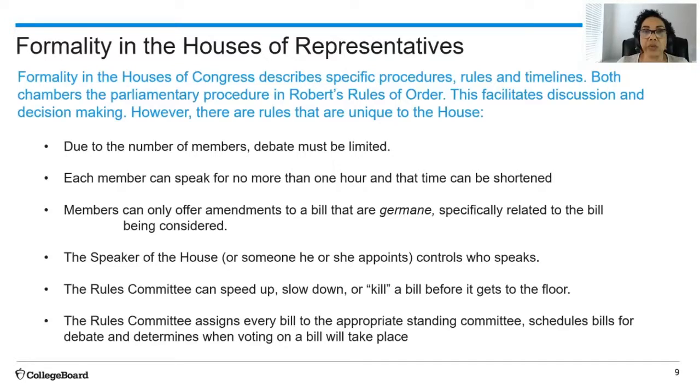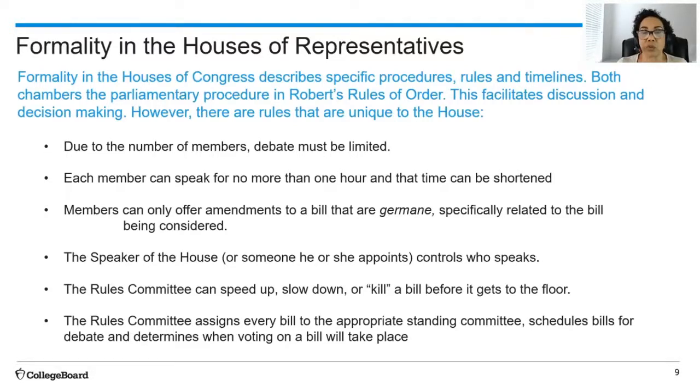Each member can only speak for 1 hour. It could be even less than that if all the members agree that they don't have enough time for each person to speak any longer. And members can only offer amendments to bills that are germane, that is having something to do with the item or the topic that's under consideration. The Speaker of the House, or someone that he or she designates, would be the one who controls who speaks. The members direct themselves to the Speaker, not to each other.